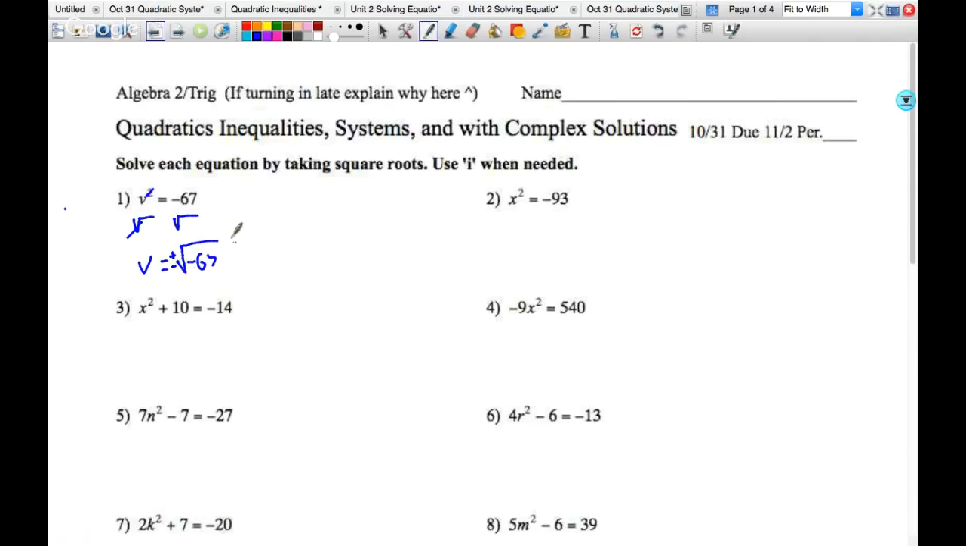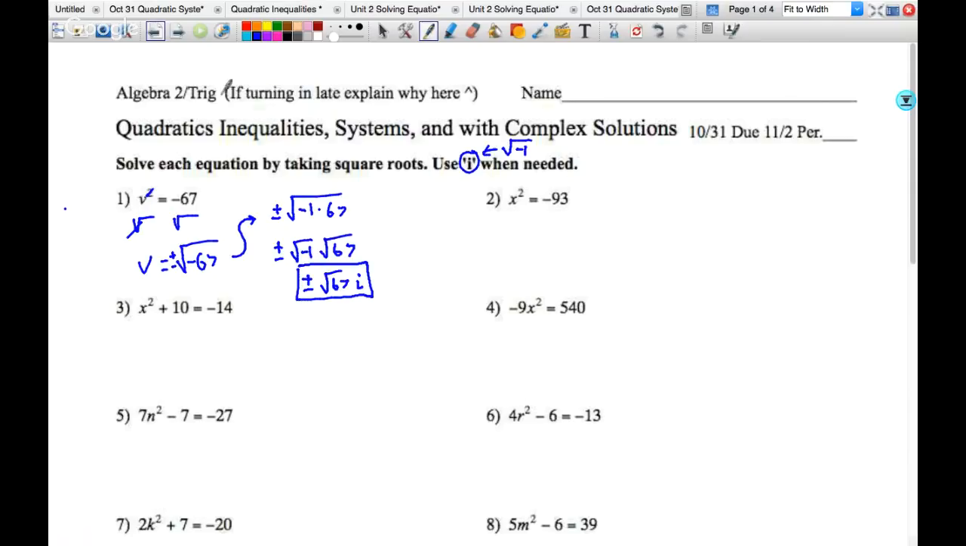I can take the negative 67, I can split it into a negative 1 times a 67. Once I'm at this point, I can distribute that square root to both of these. Square root of negative 1, square root of 67. The square root of negative 1 is this new number we just learned about. It's i. i is equal to the square root of negative 1. So instead of saying the square root of negative 1, I'm just going to say i. I'm going to put it at the end. I'm always going to put i at the end if it is part of my answer. So plus or minus the square root of 67 i.